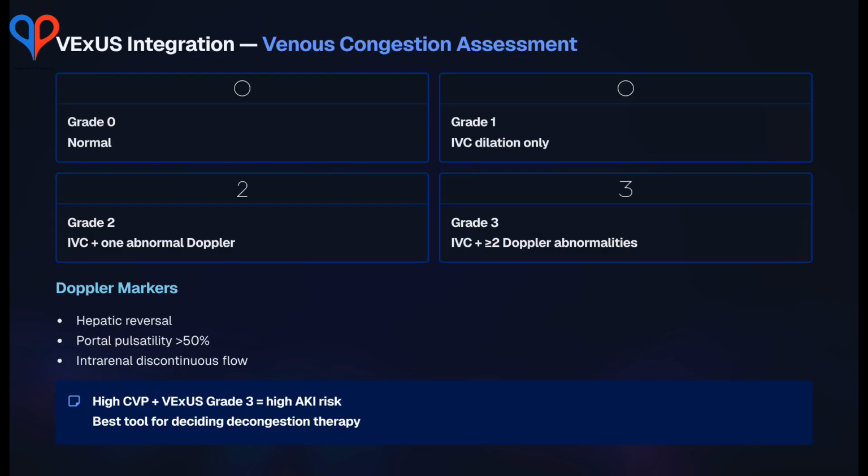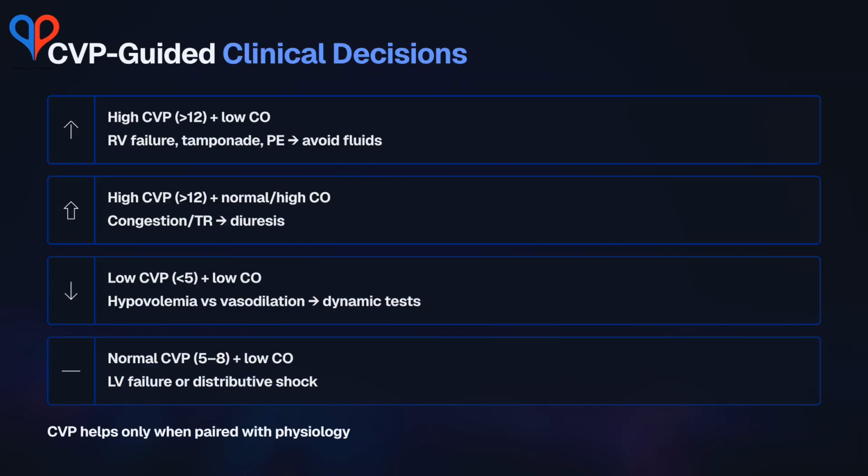Integrating CVP with VEXUS dramatically enhances diagnostic precision. VEXUS assesses congestion through IVC size and venous Doppler abnormalities in hepatic, portal, and intrarenal veins. Grade 3 congestion, IVC dilation, with greater than or equal to 2 Doppler abnormalities, is strongly associated with AKI and organ dysfunction. A high CVP plus VEXUS grade 3 identifies patients requiring aggressive decongestion. CVP alone cannot provide this specificity. CVP should guide clinical decisions only when paired with other physiology.